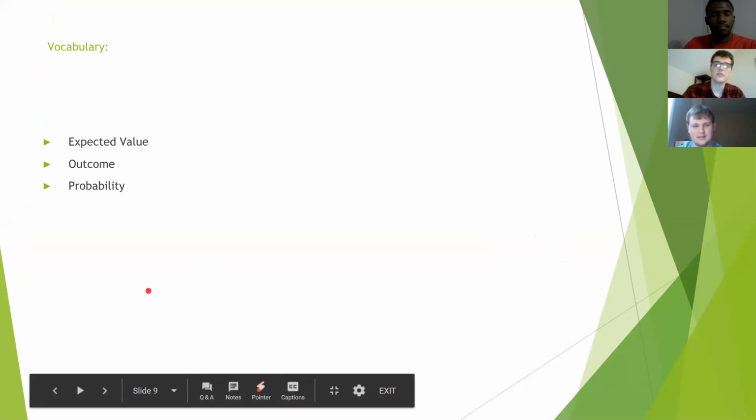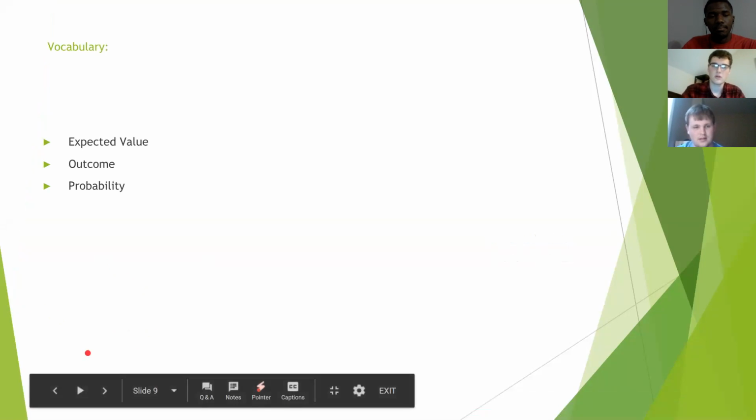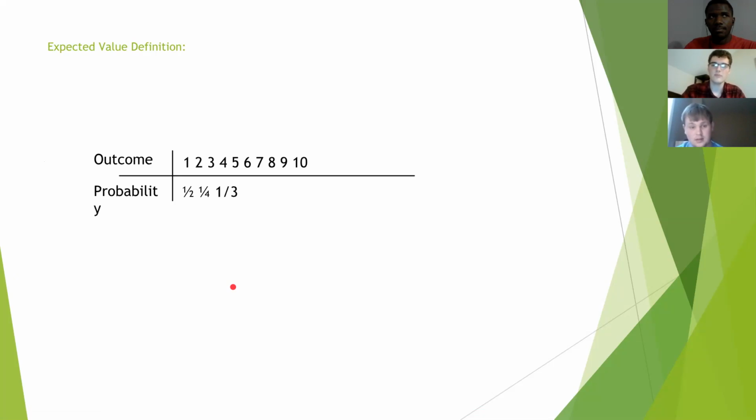So the vocabulary for this is pretty simple. It's just expected value, outcome, and probability. But those are all the terms we're going to need. So the definition of expected value is basically outcome versus probability.